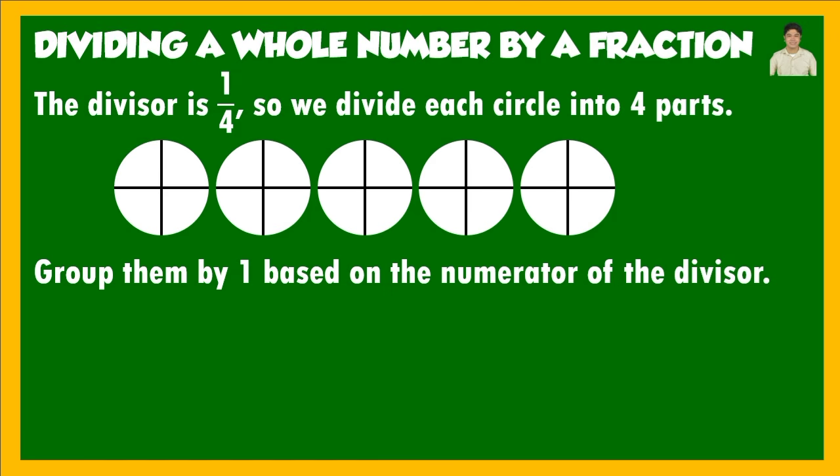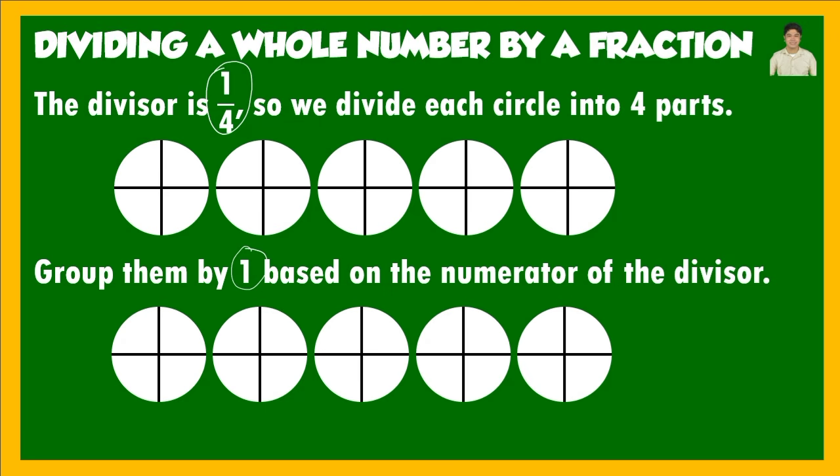Bakit ginugroup natin into 1? Dahil base po yun sa numerator ng divisor. Yung divisor po natin is 1/4, and then yung 1 ang nagsisilbing numerator. Kung i-group natin sila into 1, bibilangin natin ilan groups meron. Start tayo dito sa first circle: 1, 2, 3, 4, 5, 6, 7, 8, 9, 10, 11, 12, 13, 14, 15, 16, 17, 18, 19, 20.